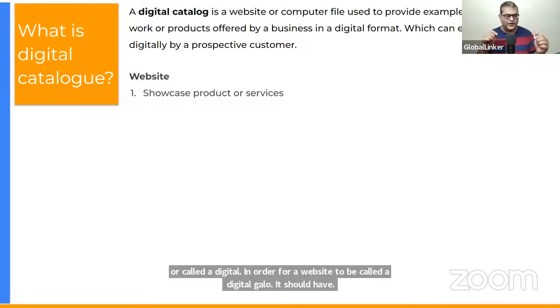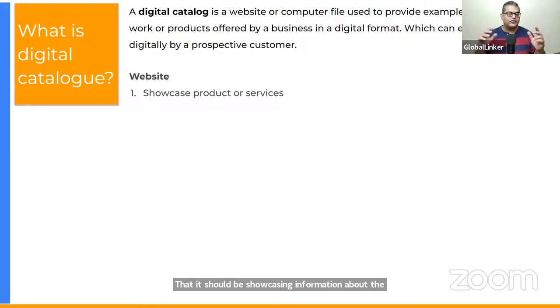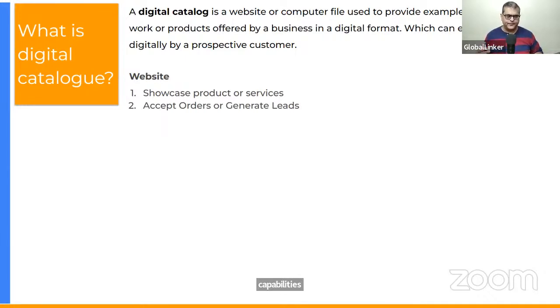In order for a website to be called a digital catalog, it should have those capabilities. And the first capability is that it should be showcasing information about the product or service, in case they are a service provider. The second capability is it should accept orders or generate leads. So the website should be capable enough to accept orders or generate leads.